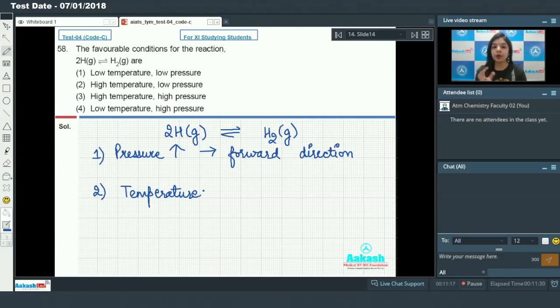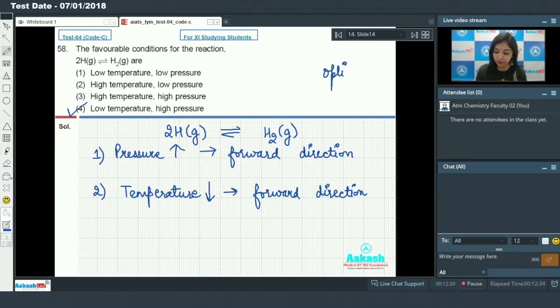अगर हमें H2 molecules को break करना है to form the hydrogen atoms, it means we have to supply the energy. So it means the backward direction in which the H2 gas is forming 2H gas, the reverse reaction, is the endothermic reaction. So the forward reaction will be exothermic. और अगर exothermic की हम बात करते हैं तो decrease in temperature will favor the forward reaction. तो अगर हम temperature decrease करते हैं so the reaction will move in the forward direction. So the favorable conditions are low temperature and high pressure for this reaction. So option number 4 will be the correct answer.